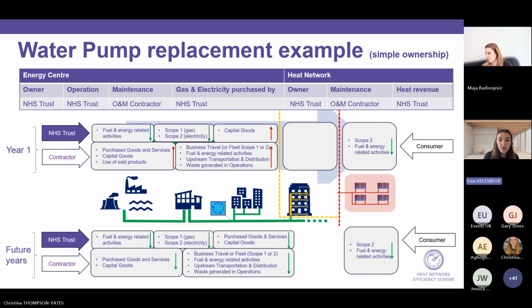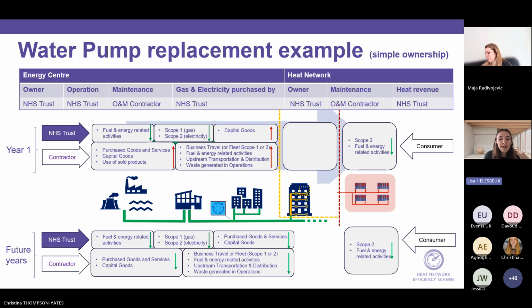For the contractor, the picture also improves, of course, because the new pump is more reliable and breaks down less often, so the contractor may need to come to site less frequently, which then translates to a reduction in business travel, fleet emissions, upstream transportation, waste, capital goods, and so on. And of course, on the right side, the consumer maintains their benefits, which means still lower scope 2 emissions and fuel energy-related emissions.